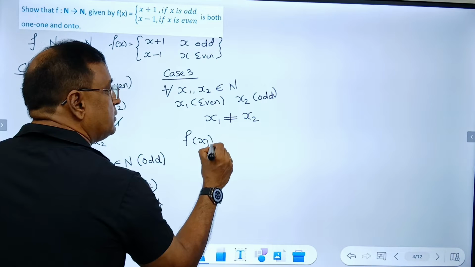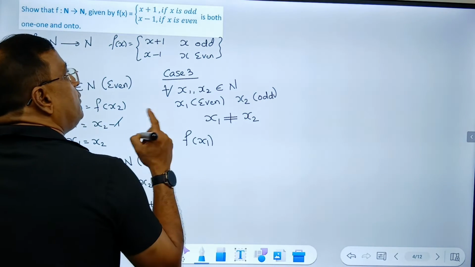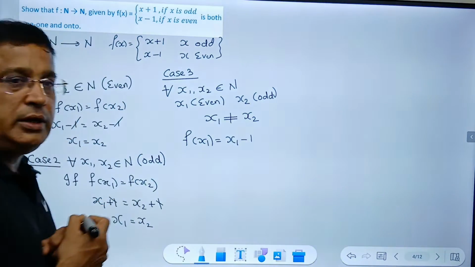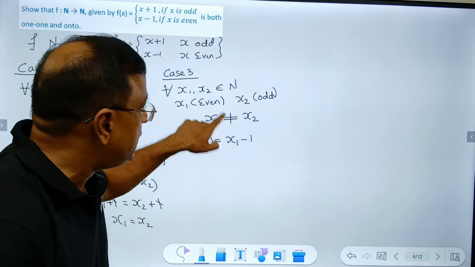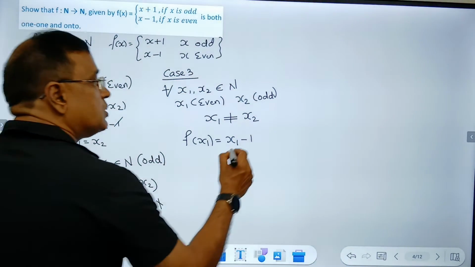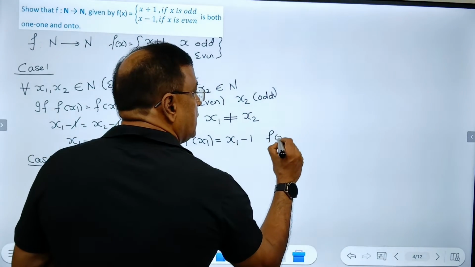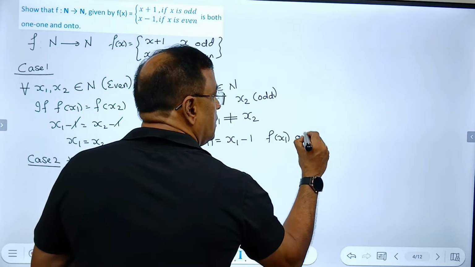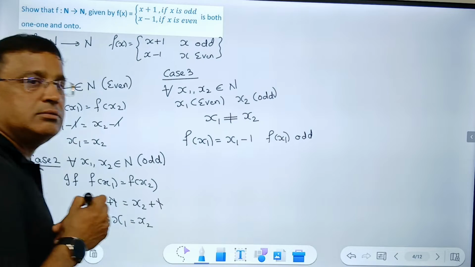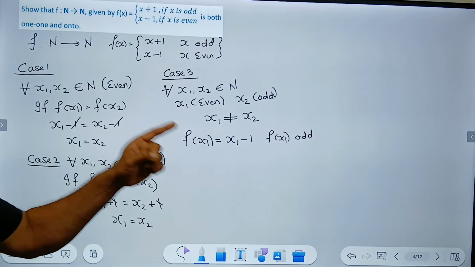Now what is f of x1? Since x1 is even, f of x1 will be x1 minus 1. Right? Now x1 is even. If you remove a 1 from an even number, it becomes odd. So clearly f of x1 is odd. That means all even numbers go to odd numbers.